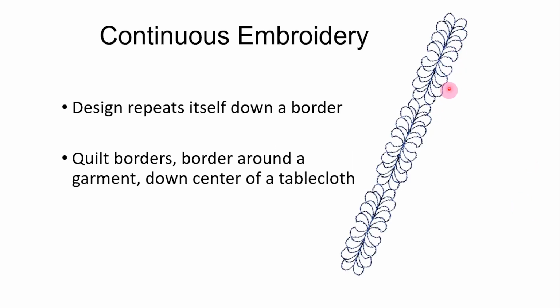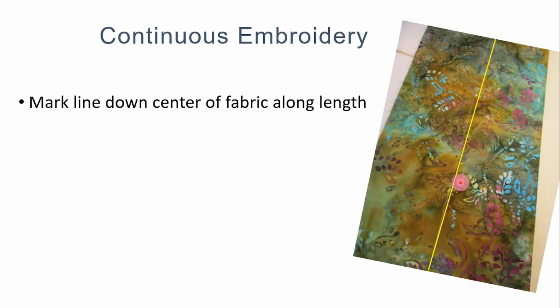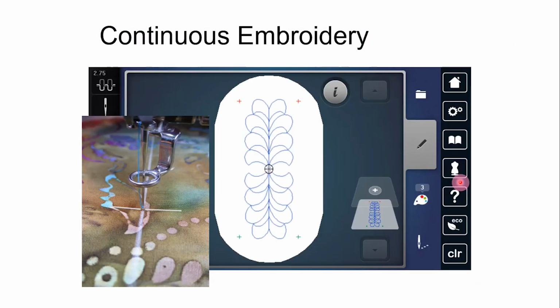The design is going to repeat itself, but you'll want to start with the center design and stitch it first and then out in either direction. So whether you're doing a quilt border or a border around the garment or down a center of the tablecloth, you'll stitch the center design first. Mark a line down the center of your fabric along the length of the fabric to serve as a guideline. For the first file, it will be aligned with the center of the design.